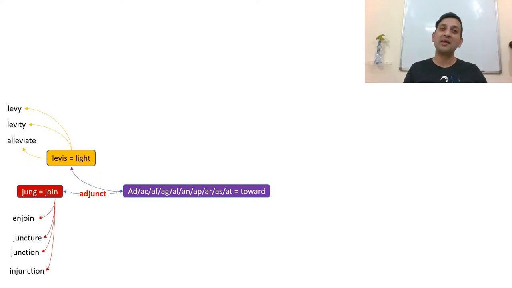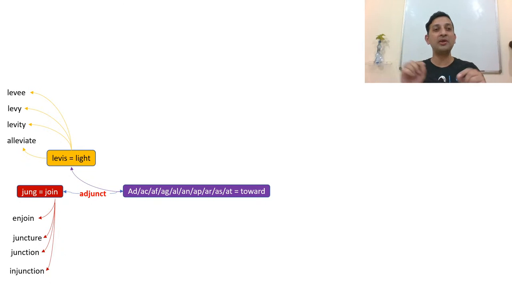Levy actually means to charge something. You levy a fee. You levy a penalty. Now, how is it connected to levis, which means light? God only knows. But one thing that comes to mind is they have made your pockets lighter. The government, by levying a fee or levying road toll charges, has made your pocket lighter by that much money. So levy also comes from this root, which means light.